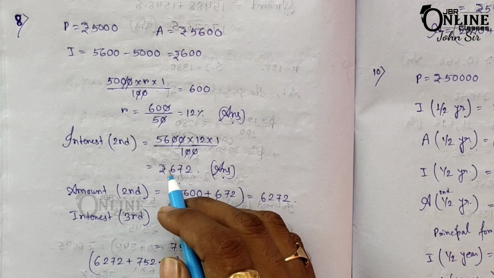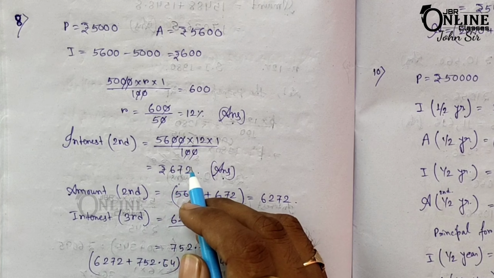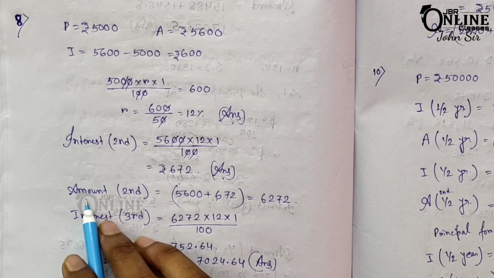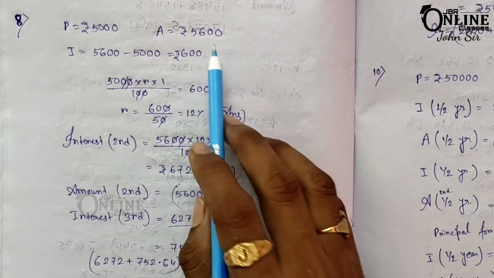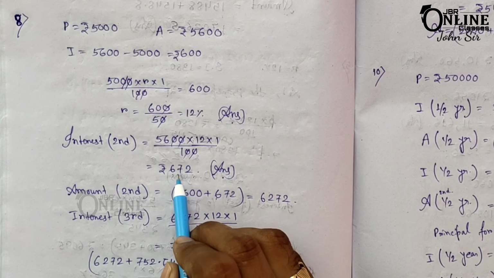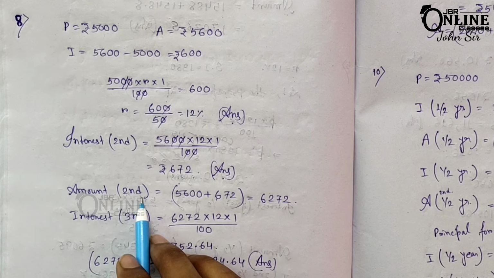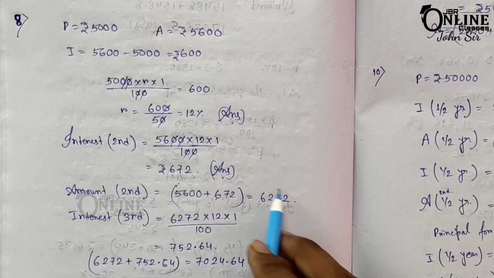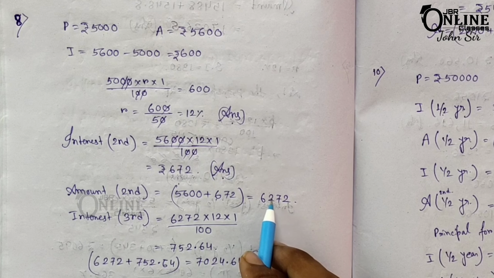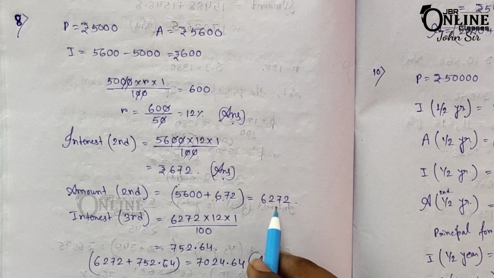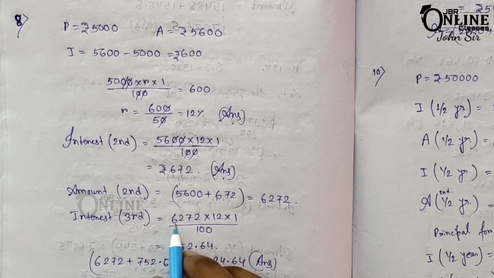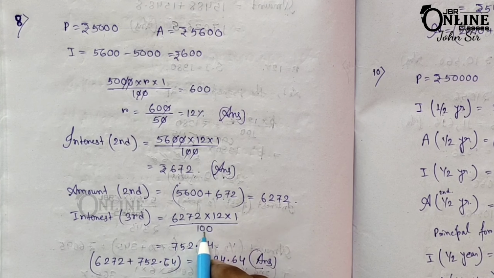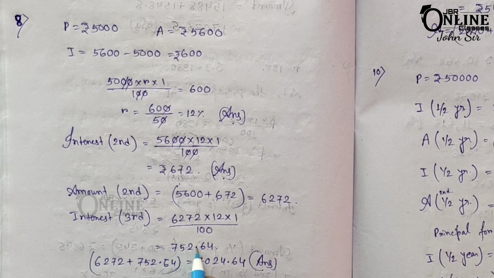Now third one, the amount at the end of the third year. Okay, so here amount after second year, that is the principal for second year plus the interest for second year, that means amount will be principal plus interest, that equal to 6272. So 6272 is the amount after second year. That means it is the principal for the third year. So here interest for third year 6272 into 12 into 1 by 100, that becomes 752.64. That is the interest for third year.